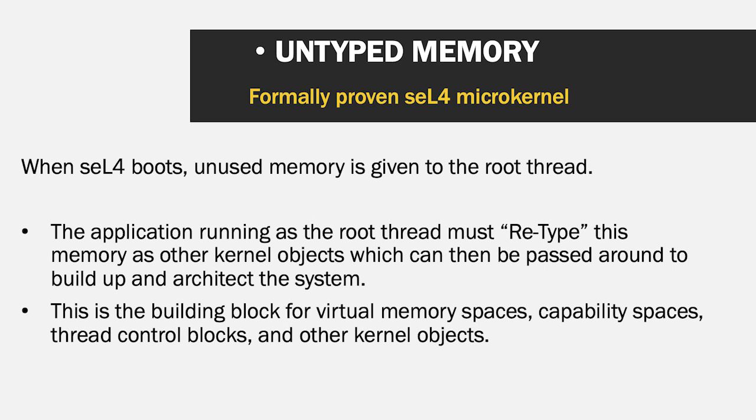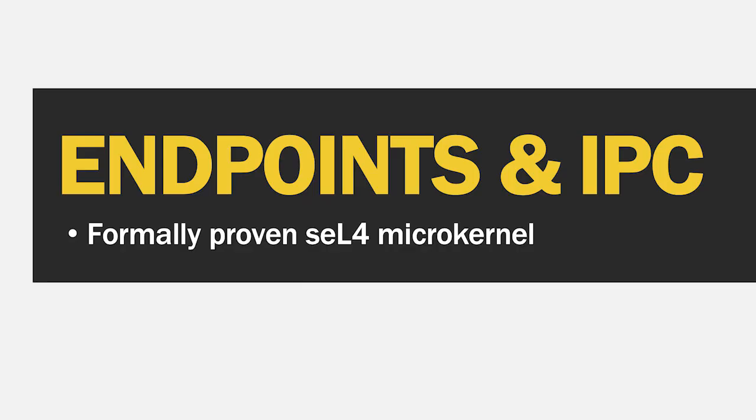And so what you do with untyped memory is you basically just have a big chunk of all the memory in the system, and you can retype it to memory as other kernel objects. So you use this to build up capabilities for virtual memory spaces, capability spaces, thread control blocks, and any other kernel objects that you might need.